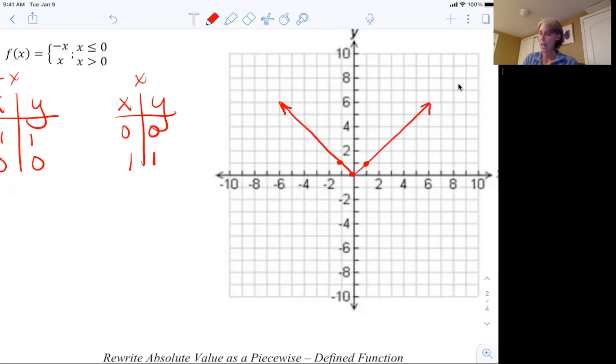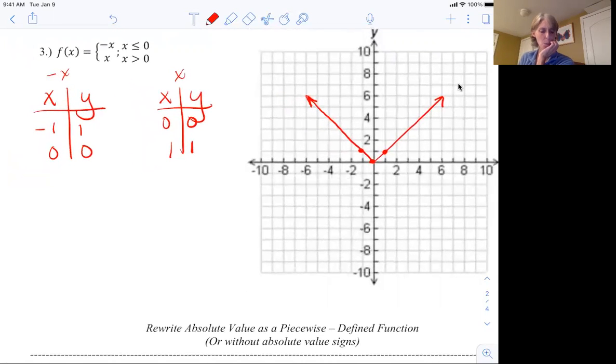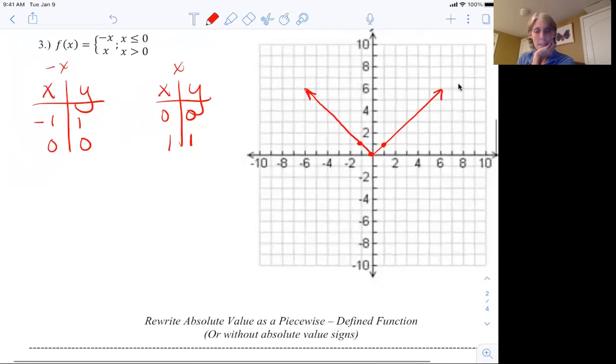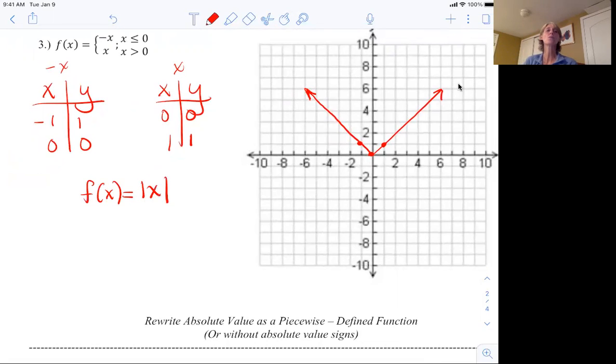Okay, and basically, when you're looking at this, what do you see? This is the same graph we get when we sketch the graph of an absolute value. So we can really rewrite an absolute value function as a piecewise function.